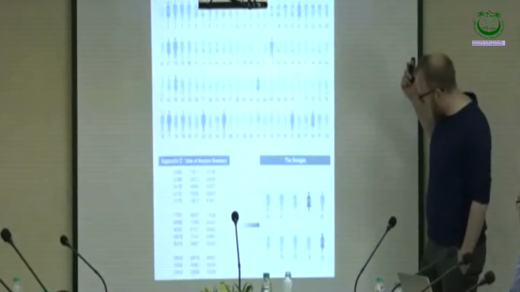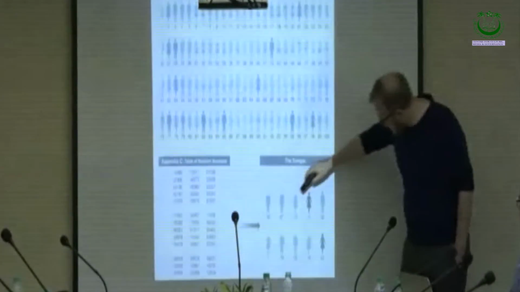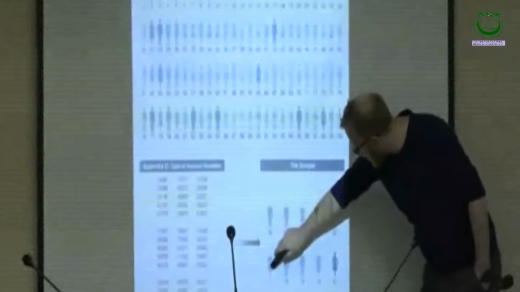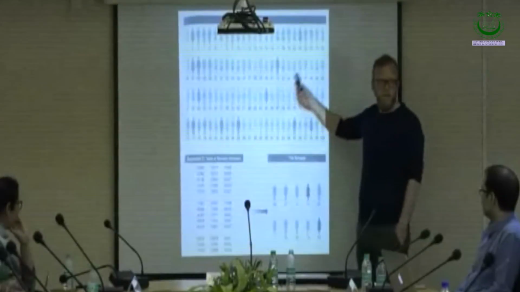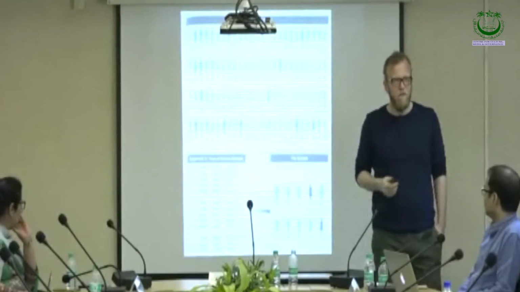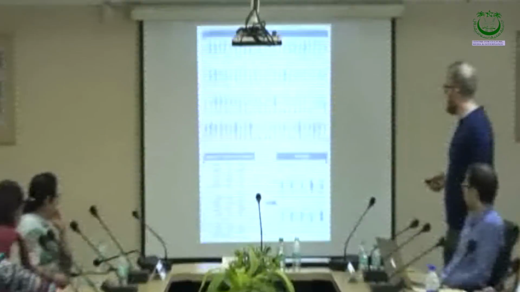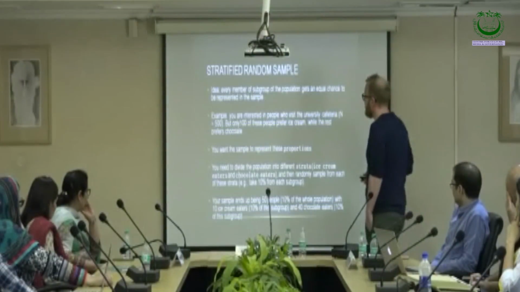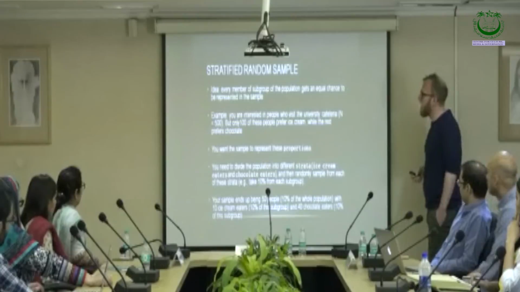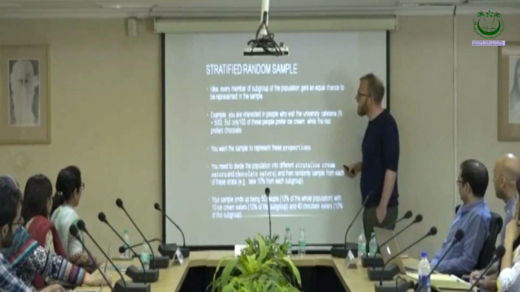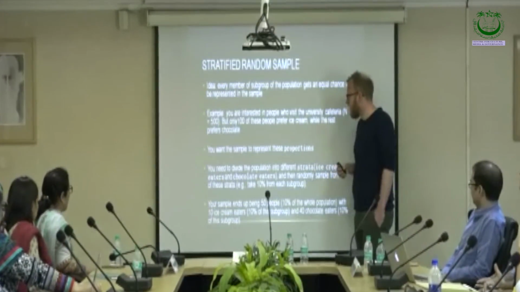Which again, let's look at the characteristics. So there's 1, 2, 3, 4, 5 females in here, and 5 males, and that again reflects the distributions of 50 females and 50 males in the population. A stratified random sample: every member of a subgroup of the population gets an equal chance to be represented in the sample.